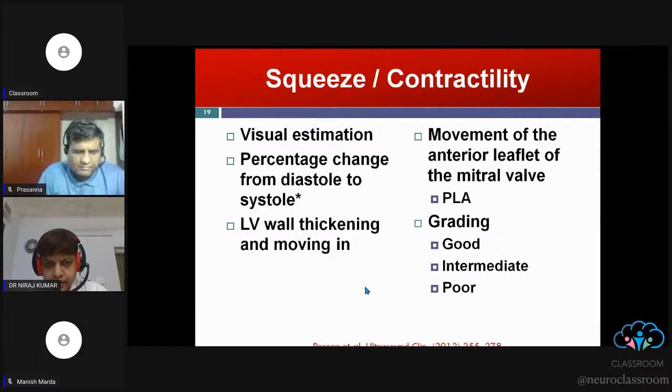So we have seen pericardial effusion, that is a small amount of effusion, and a larger amount of effusion that is totally surrounding the heart. In that larger amount of pericardial effusion, you can see the diastolic collapse of the right ventricle.